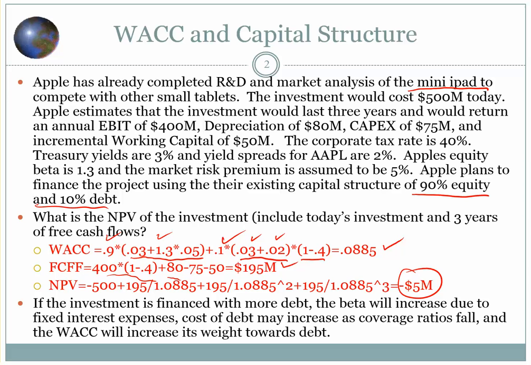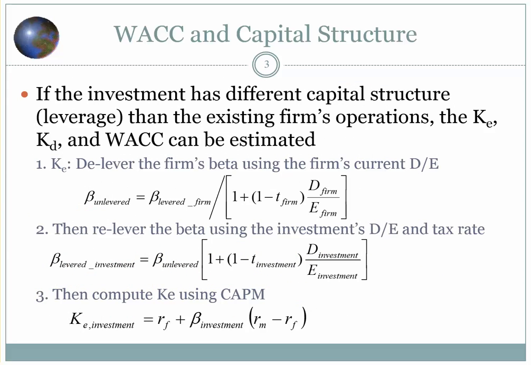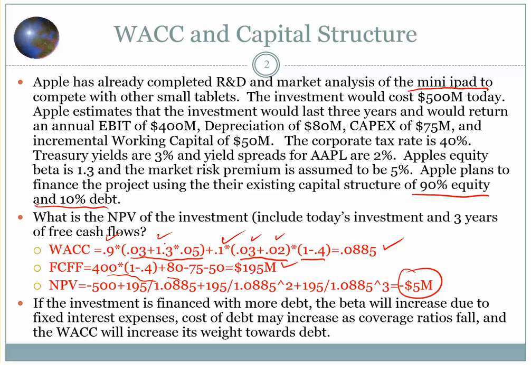However, Apple then proposes something interesting. They say, well, how would the project look differently if we finance it using more debt? Well, you might think that if the firm issues more debt, that's going to affect the beta of the project. You assume that would be higher. It would also affect the credit spread. If bonds were issued to, say, finance this project, that spread would be a little bit higher. And we'd also have new ratios of debt and equity.